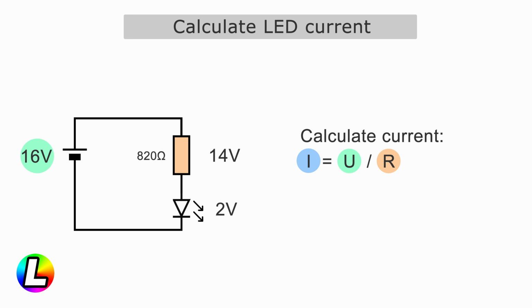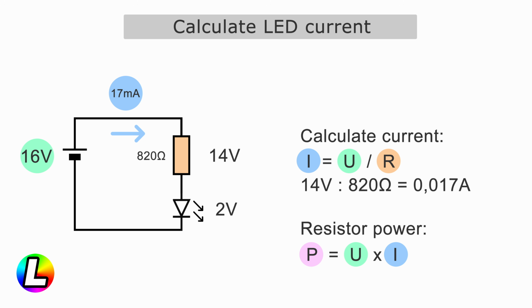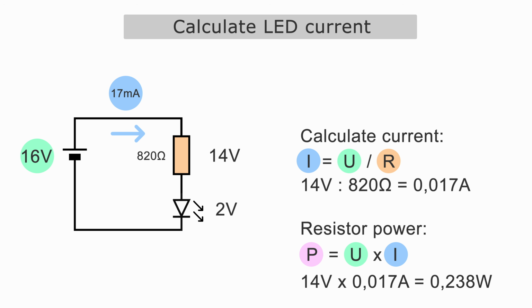I equals U divided by R. 14 volts divided by 820 ohms equals 0.017 amps, or converted 17 milliamps. At 14 volts and 0.017 amps, a power of 0.238 watts is generated at the resistor.